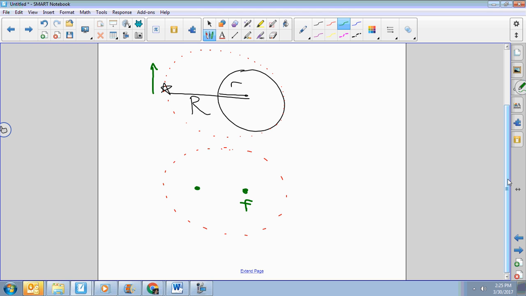You guys agree? All right, well, check it out. I know that this distance is r, and I know that this distance is capital R. If I add those two things together, doesn't that give me twice my semi-major axis? Aha!